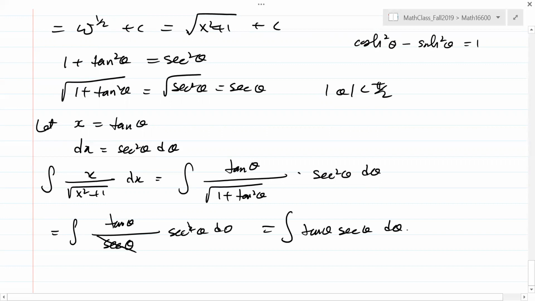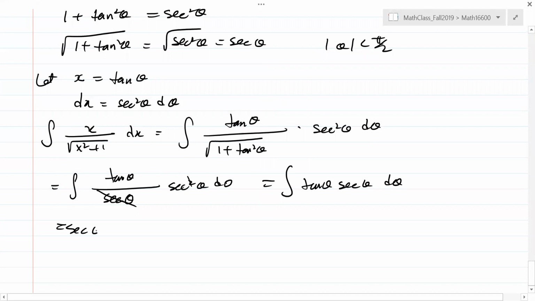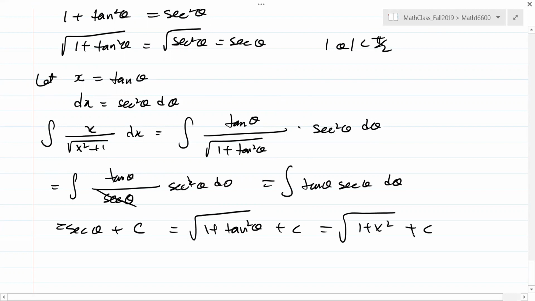What is the antiderivative of this? If you don't know, then you have to evaluate it using substitution. But this is a derivative of secant theta. So it's going to be secant theta plus c. I have to change it back. I know x equals tangent theta. How can I express secant theta? Secant theta is related to tangent theta, so it's going to be the square root of 1 plus tangent square theta plus c. That's the square root of 1 plus x squared plus c. So you get the same result. Okay? You use this substitution.